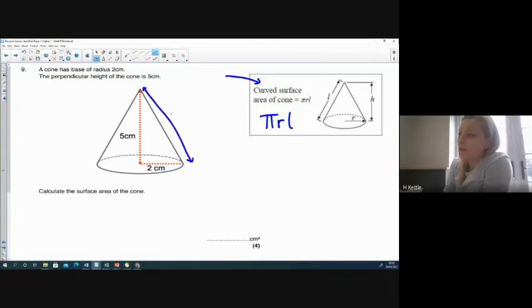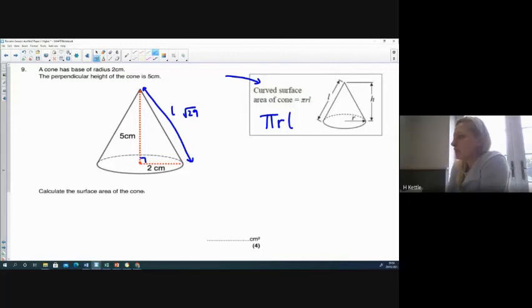So actually, we don't have L on our diagram. So in order to get L, we need to do Pythagoras, because we know that the radius goes here and 5 goes straight up. So we've got a right angled triangle where L is the hypotenuse. So I'm going to do 5 squared, add 2 squared, and then square root my answer. And that is the square root of 29. To be honest, I'm just going to leave it as root 29 for now. Because I could write it as a decimal, but then I'm going to have to round it. So I'm just going to leave it as root 29 for now.